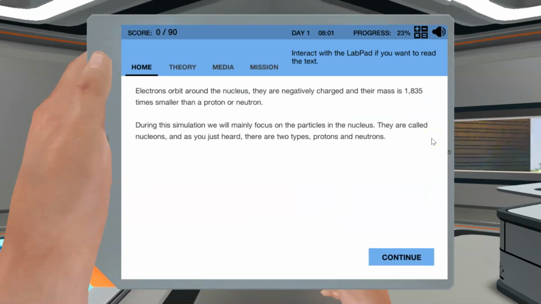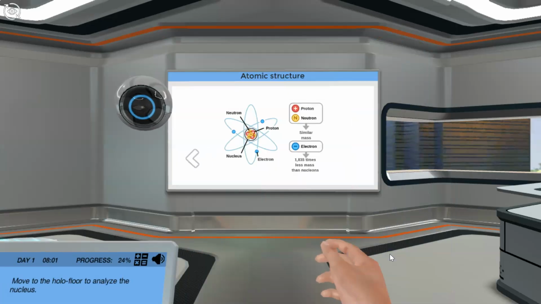Electrons orbit around the nucleus. They are negatively charged and their mass is 1,835 times smaller than a proton or neutron. During this simulation we will mainly focus on the particles in the nucleus. They are called nucleons, and as you just heard, there are two types, protons and neutrons. Move to the hollow floor to analyze the nucleus.